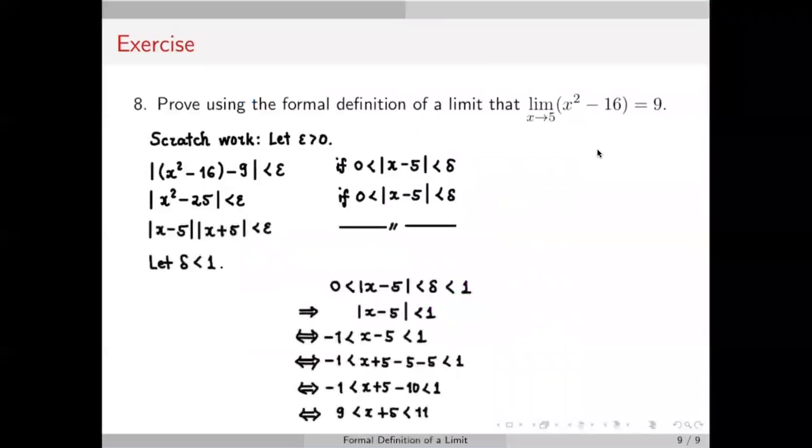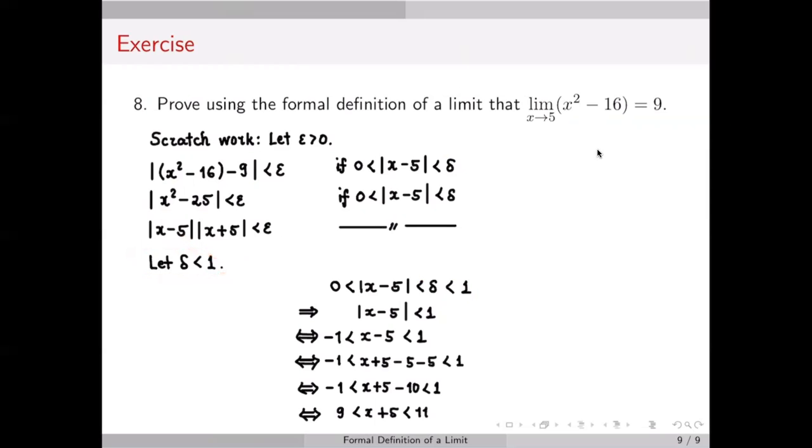Okay, let's have this last one. Prove using the formal definition of a limit that the limit of x squared minus 16 as x approaches 5 is equal to 9. So we have the scratch work: let epsilon be positive. So we write it as absolute value of x squared minus 16 minus 9 is less than epsilon if 0 is less than absolute value of x minus 5 is less than delta. And then we simplify. Absolute value of x squared minus 25 is less than epsilon, yet we still have the same condition. Then we factor x squared minus 25 and obtain absolute value of x minus 5 times absolute value of x plus 5 is less than epsilon.